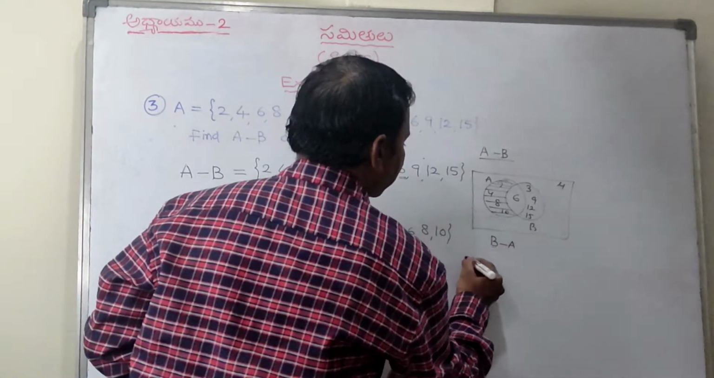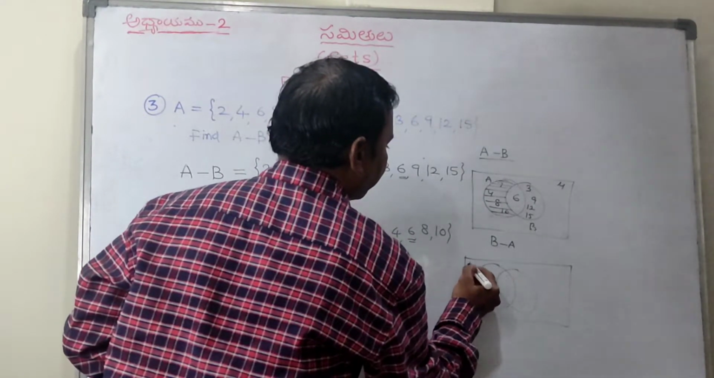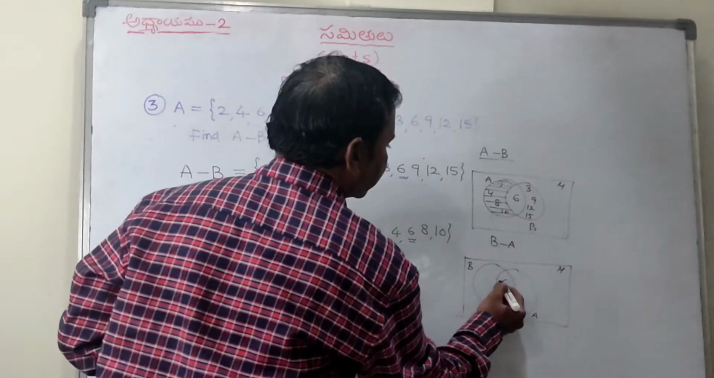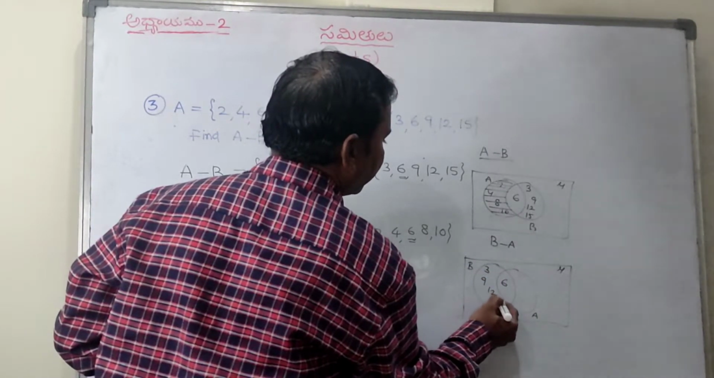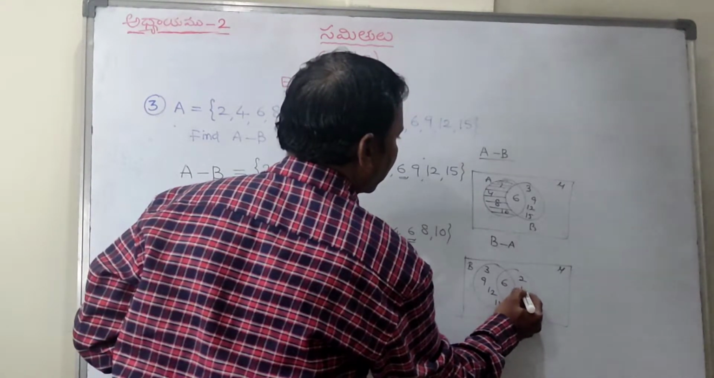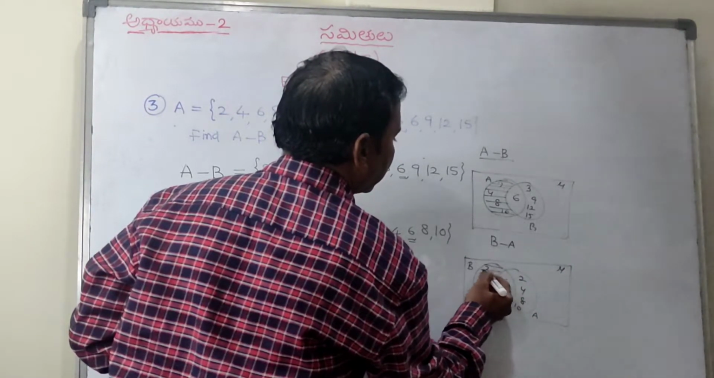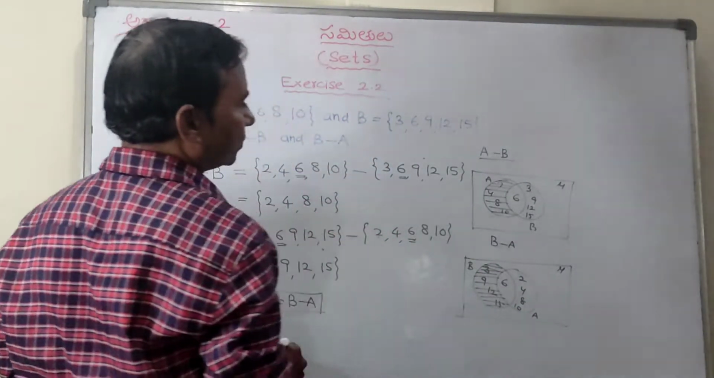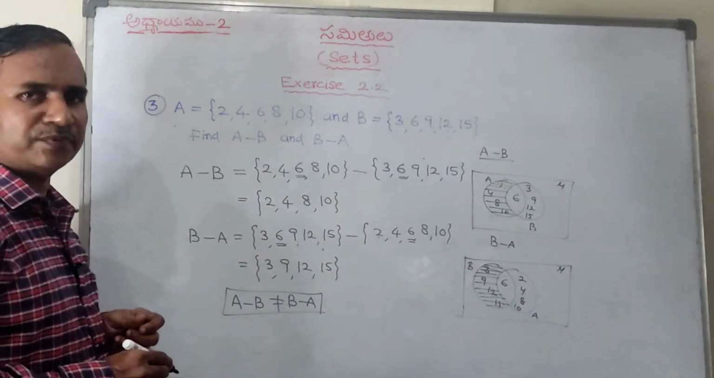B minus A means, B set A mu. 6 is the common element. In the B set we have 3, 9, 12, 15 remaining elements, and here 2, 4, 8, 10. So this is the portion which we will call as B minus A. So like that we can show if he is asking to draw Venn diagrams for the given problem.